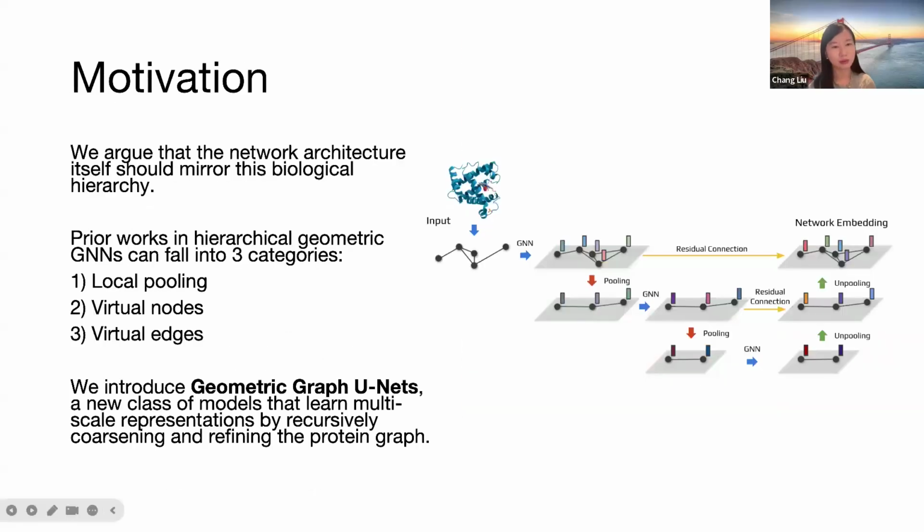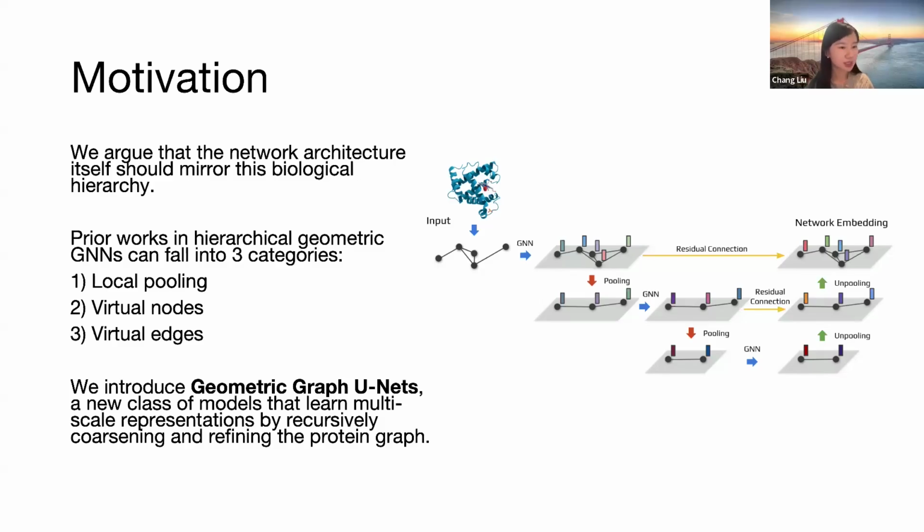So here comes our method. In our paper, we argue that the network architecture itself should mirror what we have observed, that geometric GNNs should have the capability to capture longer range information contained in the protein structure. So we introduce geometric graph UNets, a new class of models that learn multi-scale representations by recursively coarsening and refining the protein graph.